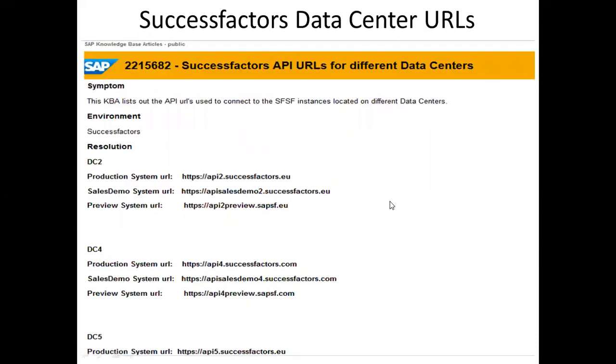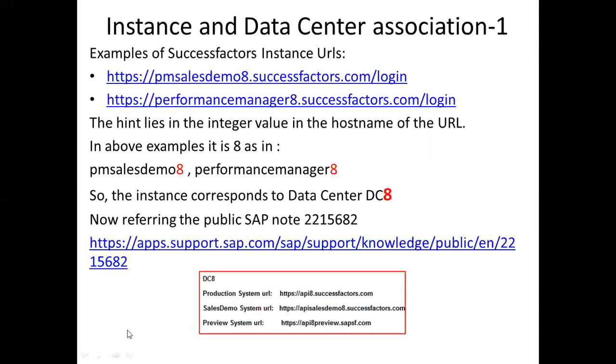So if you navigate back, there's DC2, DC4, DC5. Similarly, there is DC8 as shown here, and the URLs under 3 categories of the system: production, sales demo, preview are as specific. Now, we knew the identifier for the data center from this example, but which is the actual data center URL we need to connect to?